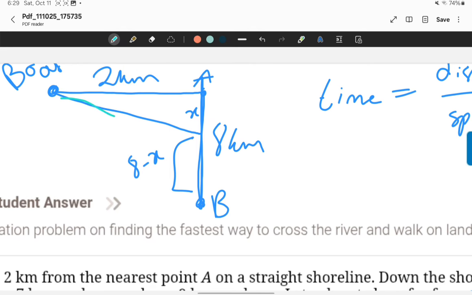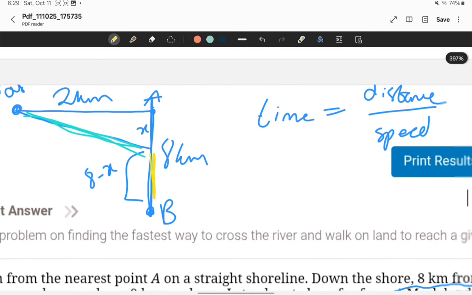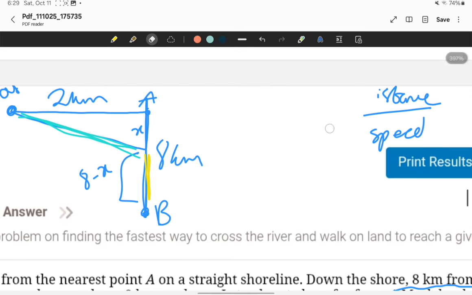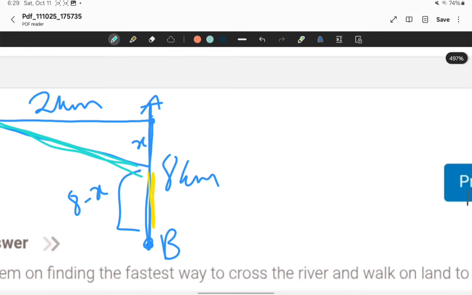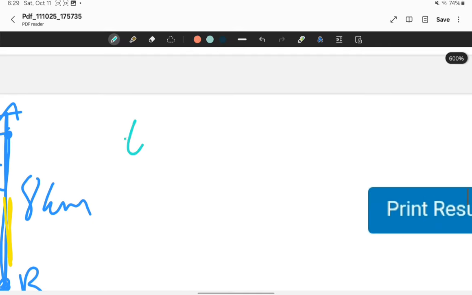He's going to be rowing his boat here. This part he's on the boat, and here he's going to be running. So we need to add these times together. We said that the time is the distance over the speed. Now the total time is the time on the boat plus the time running.